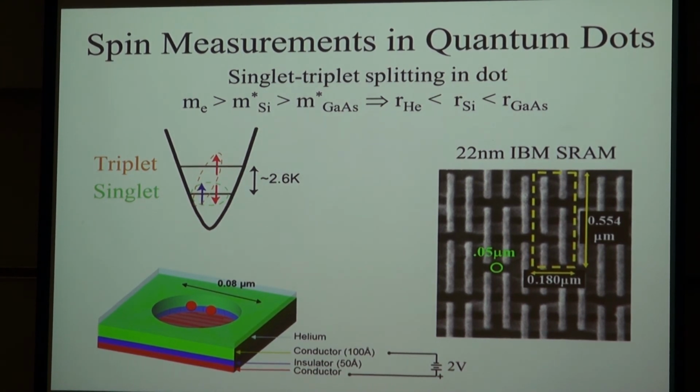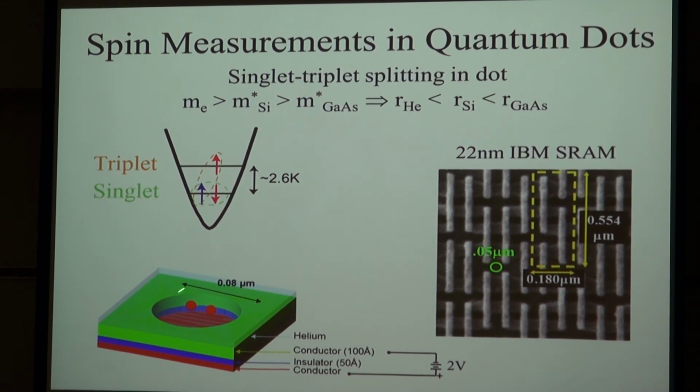They have a mass of 1. In silicon, they have an effective mass of about 0.2. In gallium arsenide, they have an effective mass of about 0.07, which means that as the mass gets smaller, the wave functions get bigger and fluffier. So the radius of a dot has to be smaller for electrons on helium than for gallium arsenide. People have found that in gallium arsenide you could use sort of half-micron, micron-ish dots. In silicon, you have to go down about a factor of 3.